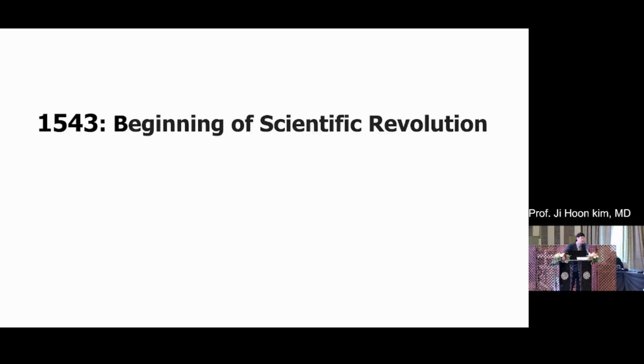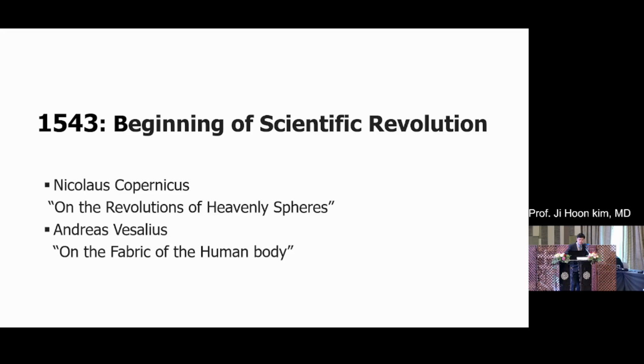In 1543, two scientific revolutions occurred. This era was the Renaissance. The first one is the Copernicus revolution of heavenly spheres. The second one is human body liver anatomy proposed by Vesalius.